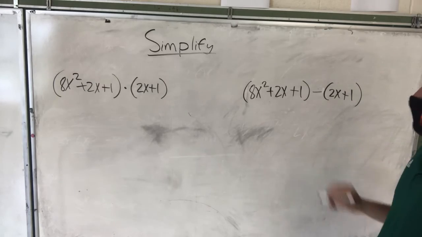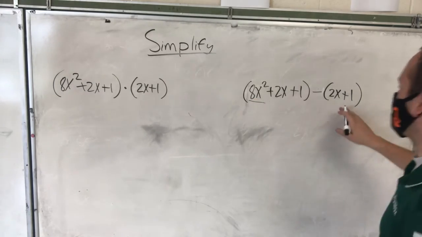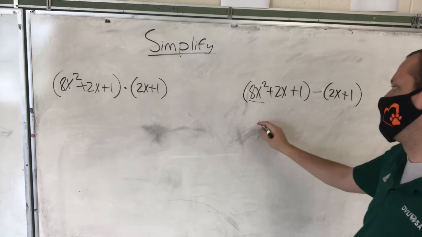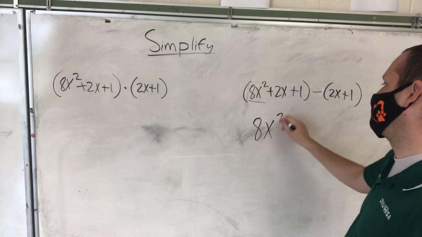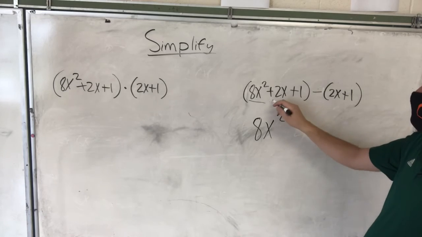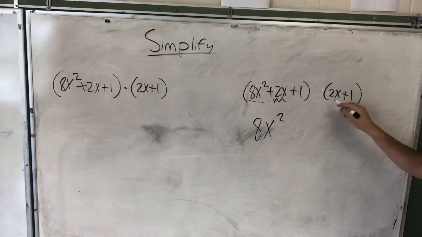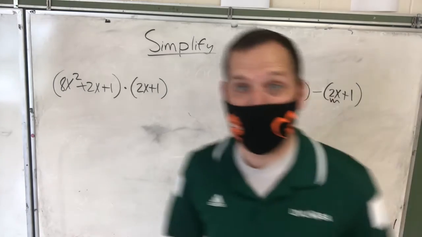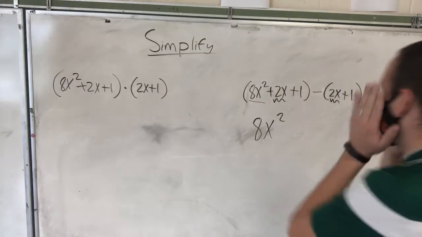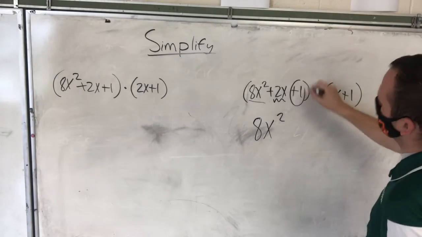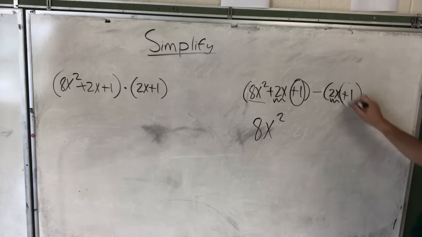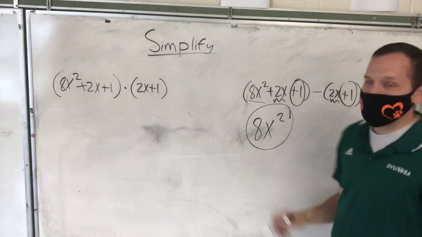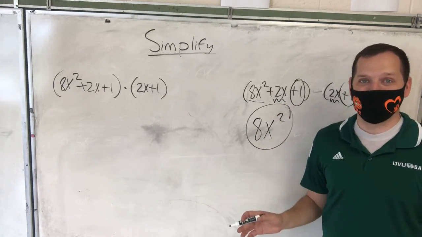So, I'm first going to look at x squareds. Do I have any x squareds over here? I don't. So 8x squared minus 0 is just 8x squared. And we look at the 2x. Do I have any x's over here? Ooh, I do. What's 2x minus 2x? Nothing. All right, next up, let's try the plus 1. Plus 1 minus plus 1. What's 1 minus 1? It's nothing. So your answer is just 8x squared.